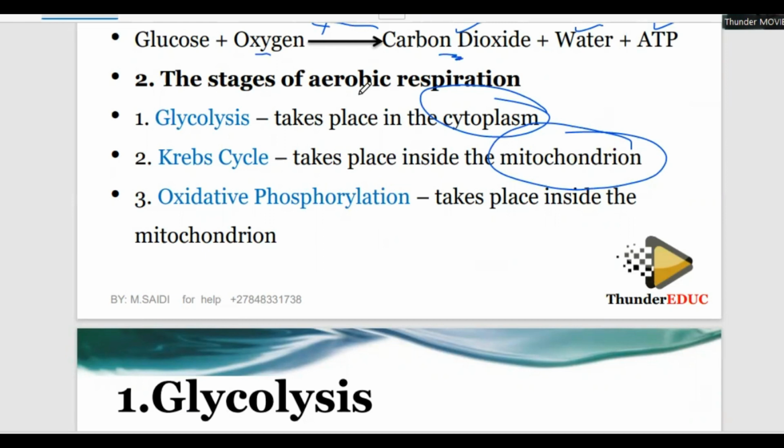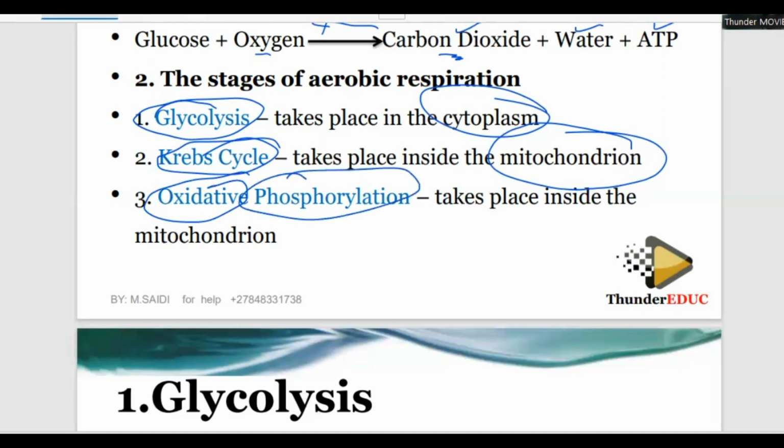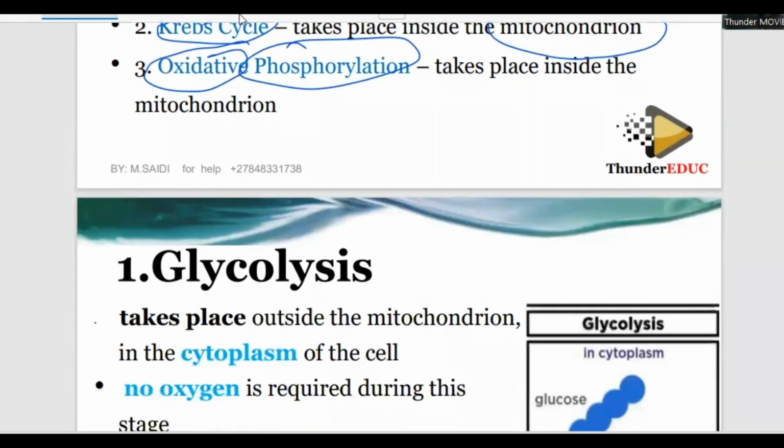We say that aerobic respiration is divided into 3 stages. The first one is glycolysis. The second one is the Krebs cycle. The third one is oxidative phosphorylation. So now we are going to look at these 3 stages in detail.